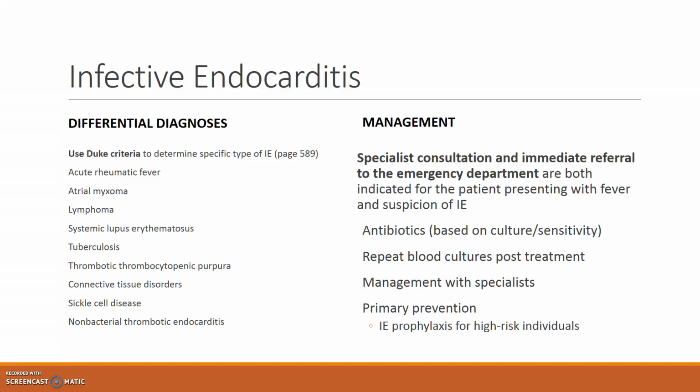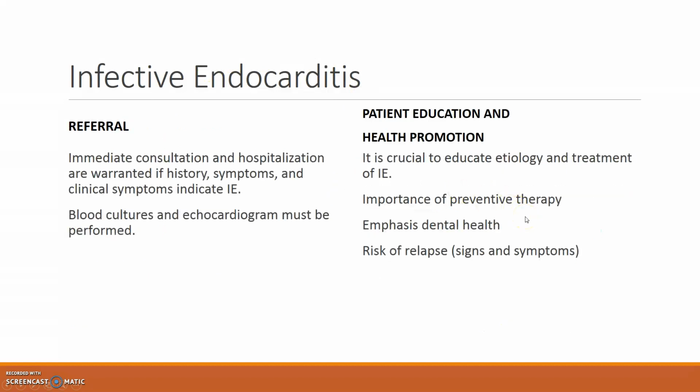Primary prevention: infective endocarditis prophylaxis for high-risk individuals. Referral, again, immediate consultation and hospitalization are warranted if a history, symptoms, and clinical signs of infective endocarditis are present. And the most imperative things that are generally obtained are those blood cultures and an echocardiogram immediately.